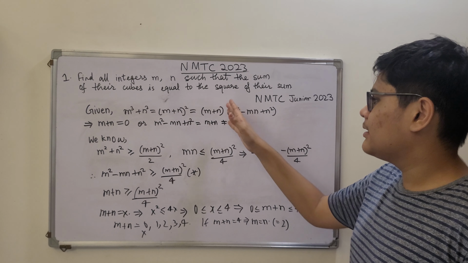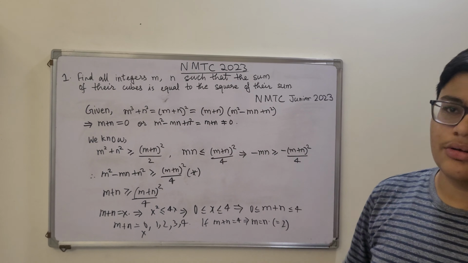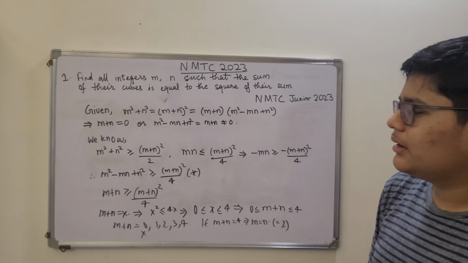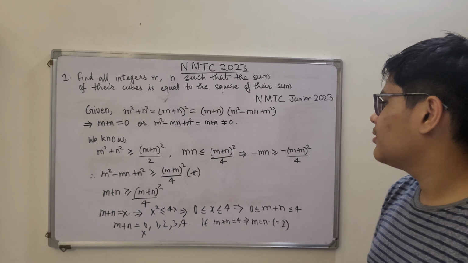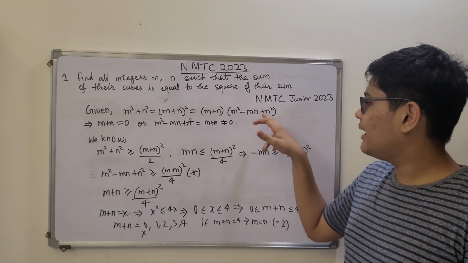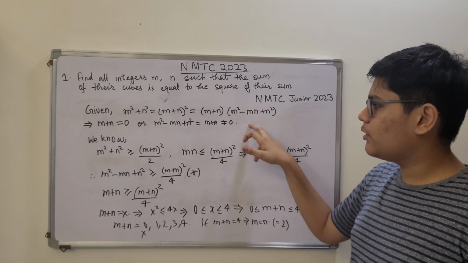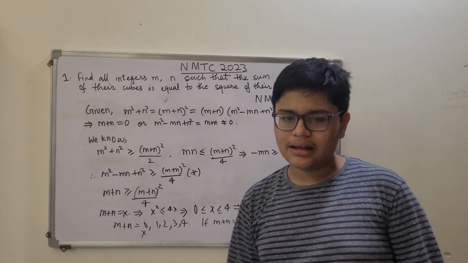Now as you can see in this equality, you can either cancel out m plus n, or m plus n is 0, right? So if m plus n is 0, then it's trivially done. But suppose m plus n is not 0. Then we will get m square minus mn plus n squared equals m plus n, and that is not 0. Now we will try to bound the sum m plus n.